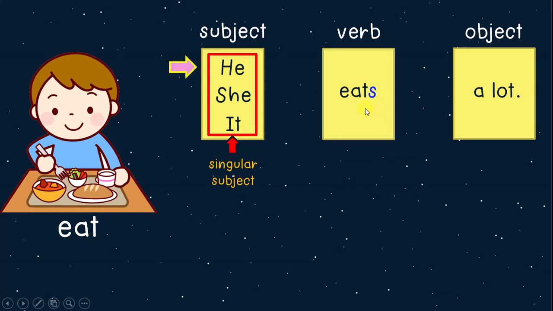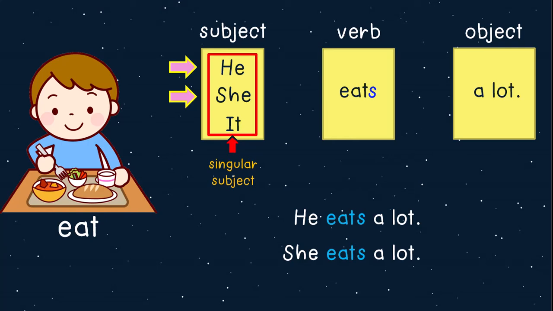Okay, I will show you 3 examples of sentences. The first one is he. He eats a lot. She eats a lot. It eats a lot. Okay, notice here we have s at the end of the verb. The subject is he, she and it.